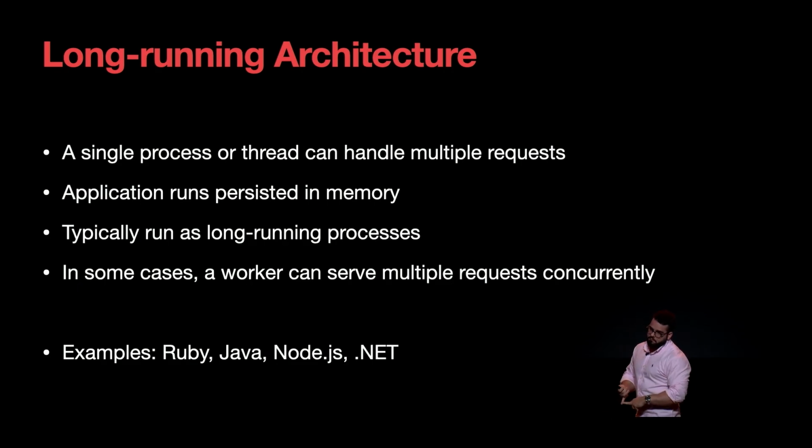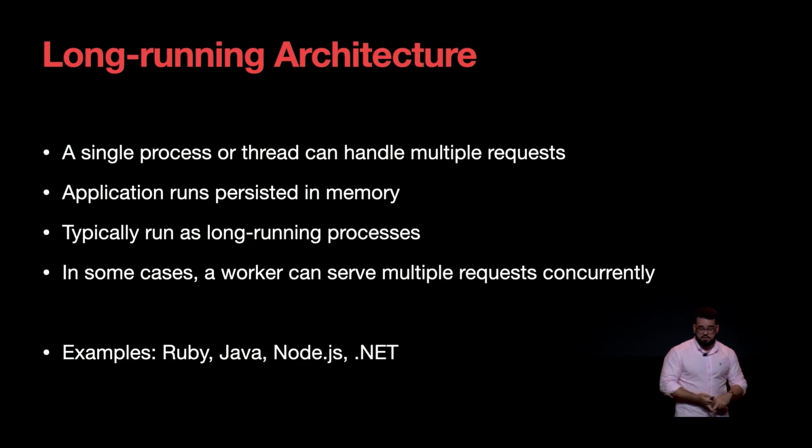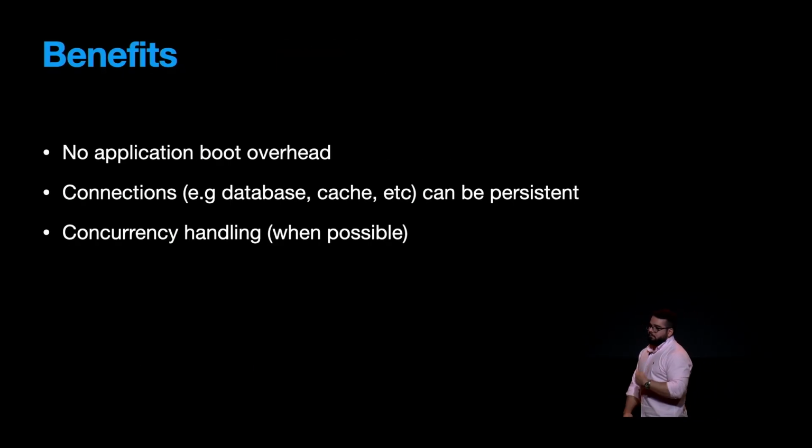Some examples, Rails with Puma. Node.js is a single-threaded process that uses an event loop. .NET. Most languages follow this architecture. Benefits, you don't have to boot your application all the time. You have connections to your databases, to your cache, whatever you're connecting to. They can be persistent because you have a long-running process, and sometimes you can do things concurrently.